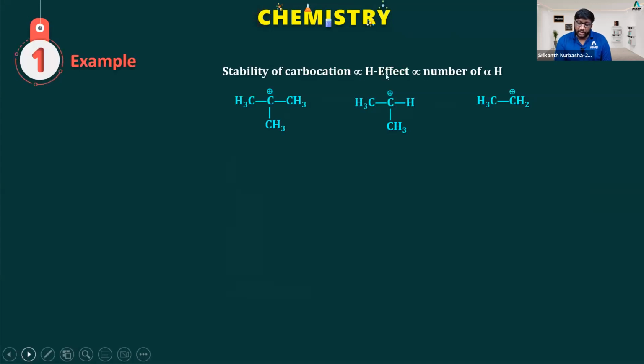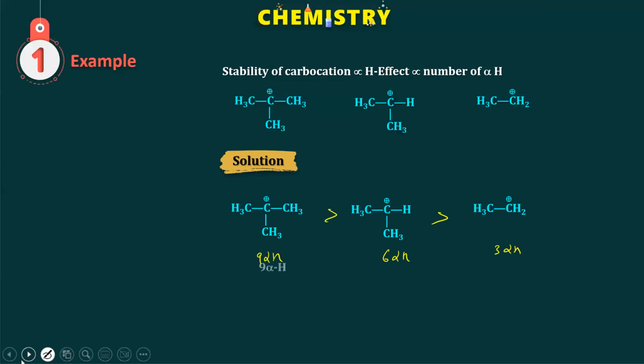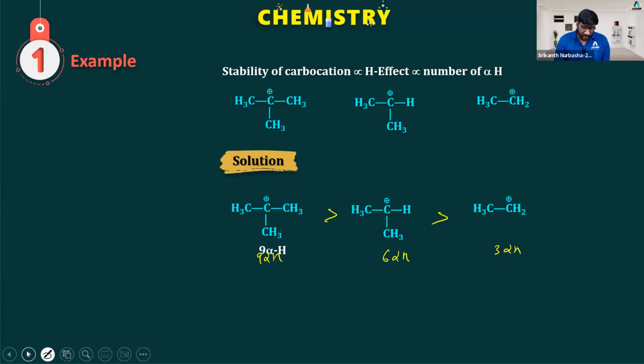Compare stability of carbocation, directly proportional to the number of alpha hydrogens, because that will be directly proportional to the hyperconjugation effect. Compare the stability between these three. The first one has 9 alpha hydrogens, the second compound has 6 alpha hydrogens, the third compound has 3 alpha hydrogens. So A, B, C will be the order of stability. A greater than B greater than C. Very good.